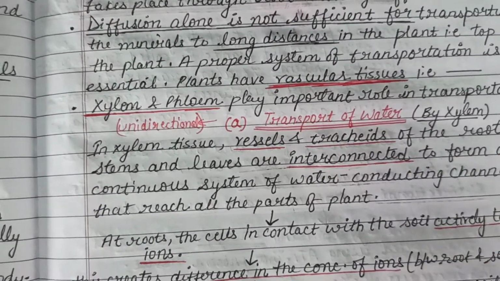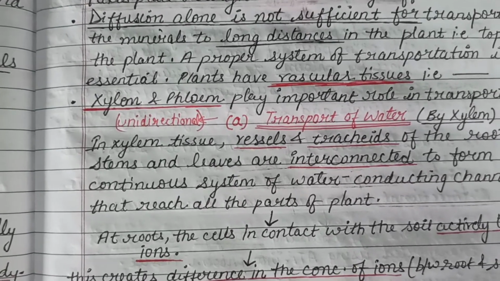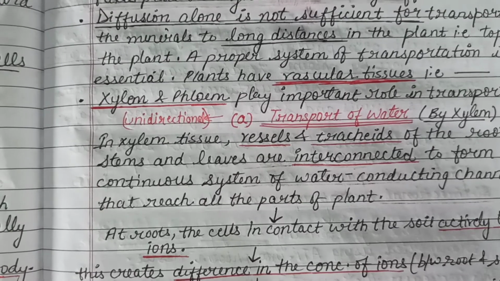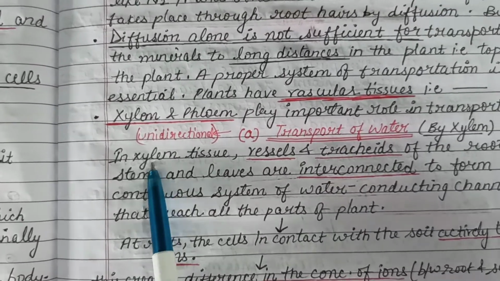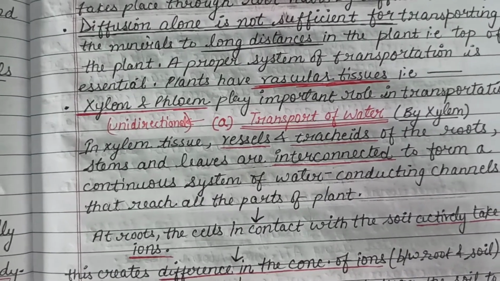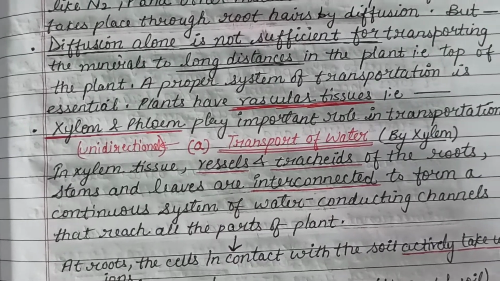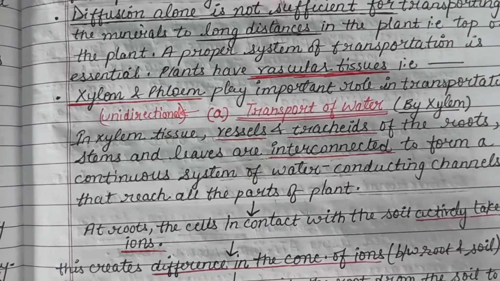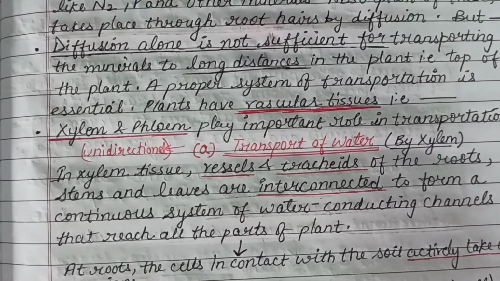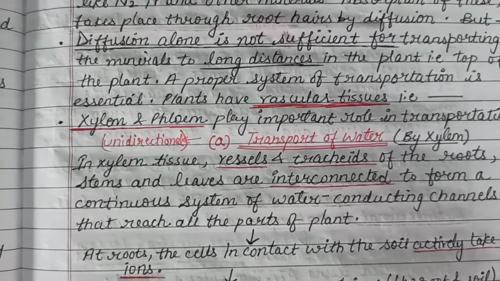In xylem tissue, because in your lower classes you must have studied that xylem has 4 components: xylem parenchyma, xylem fibers, tracheids and vessels. So in xylem tissue, vessels and tracheids of roots and stems and leaves are interconnected and they form a continuous system of water-conducting channels that reach all the parts of the plant. Like in xylem, vessels and tracheids form interconnected channels which help in taking up the water to the heights, right?